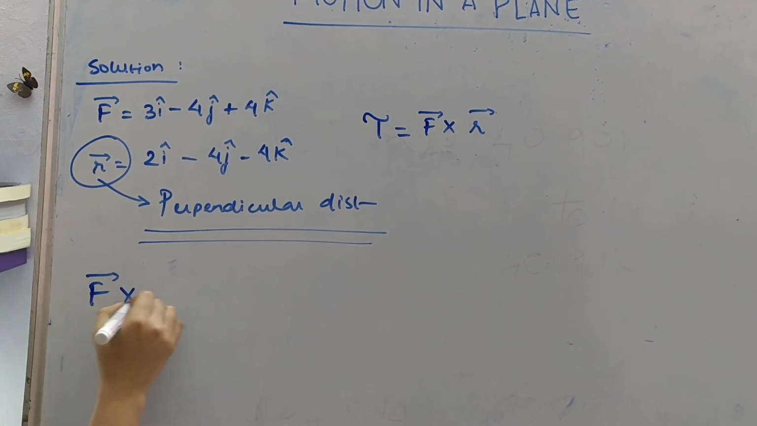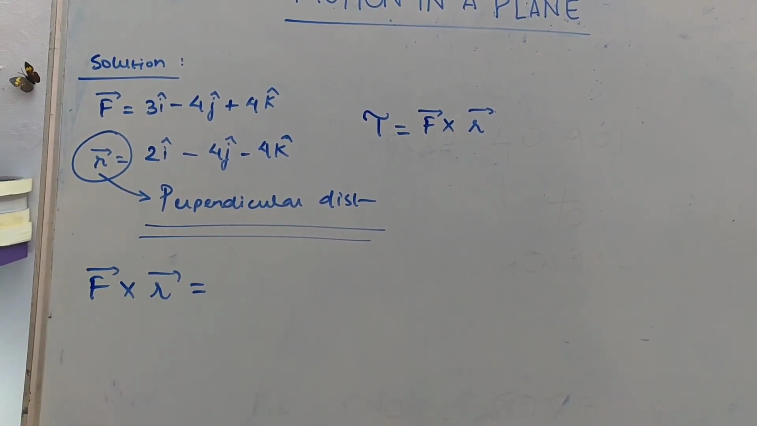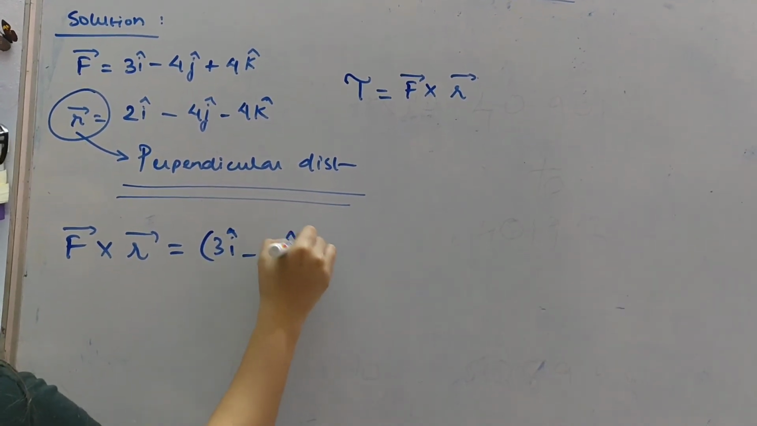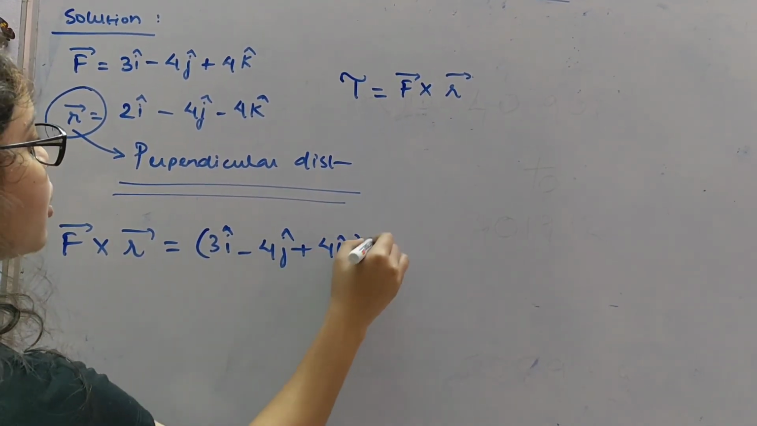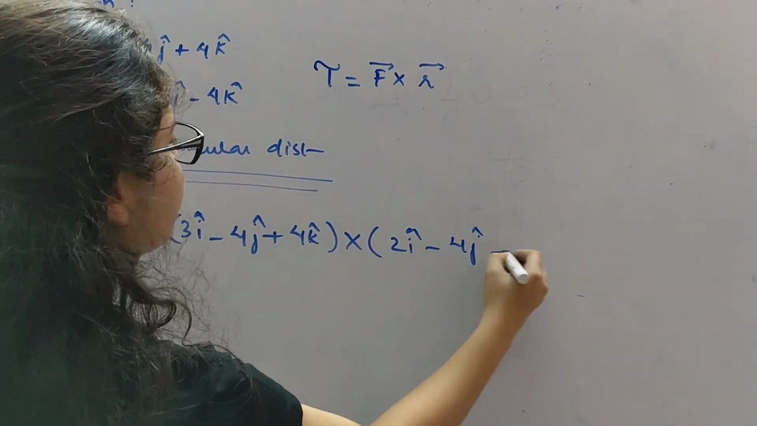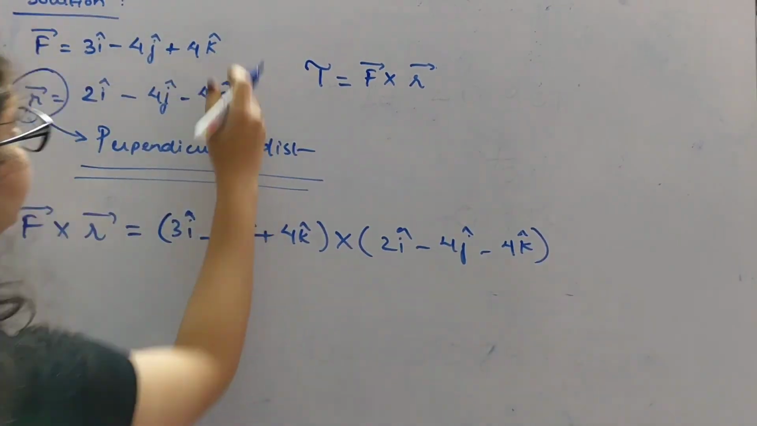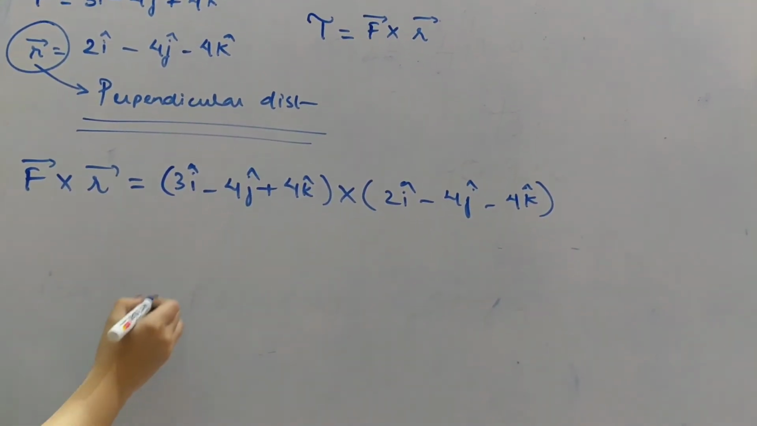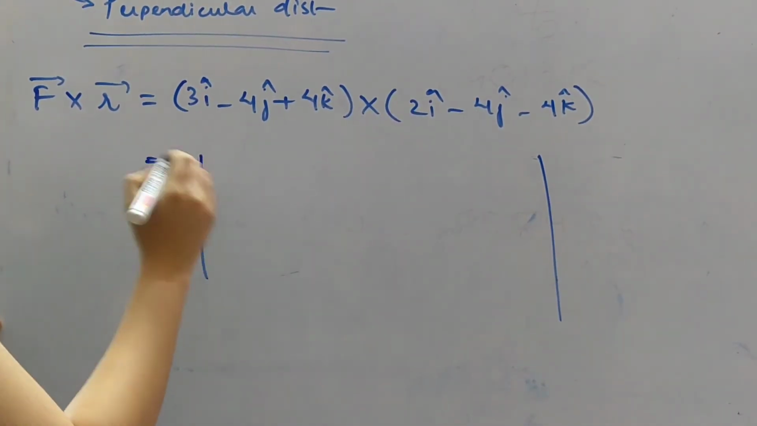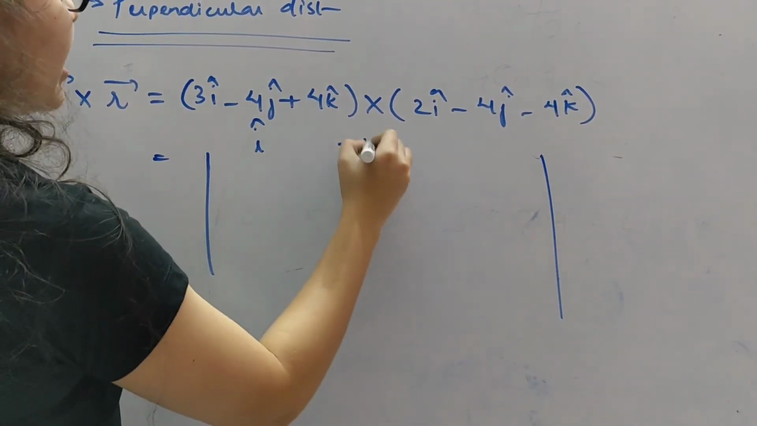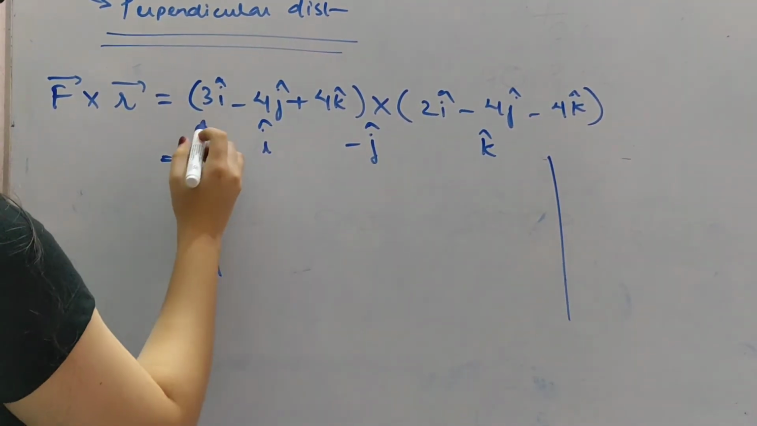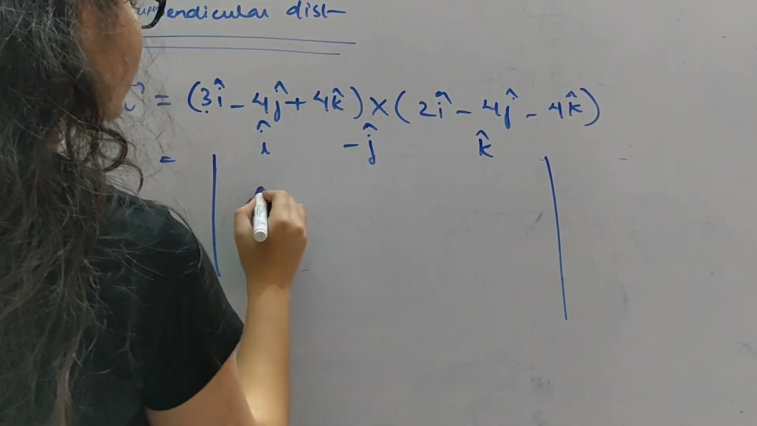So F cross R, let me just write it: 3i cap minus 4j cap plus 4k cap cross 2i cap minus 4j cap minus 4k cap. I have just written it in this form. Now let us use our formula. So here I cap, minus j cap and then k cap. So let us write the components of I cap, that is 3 and 2.